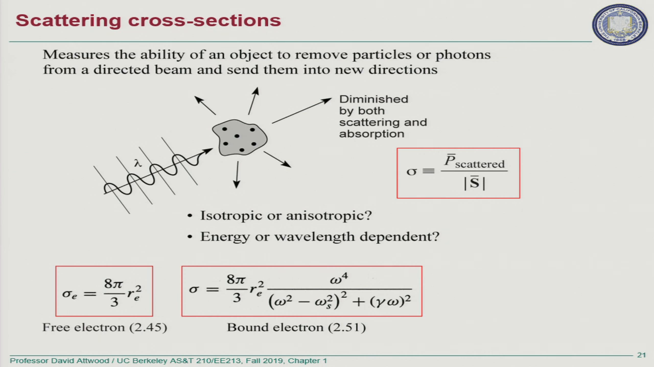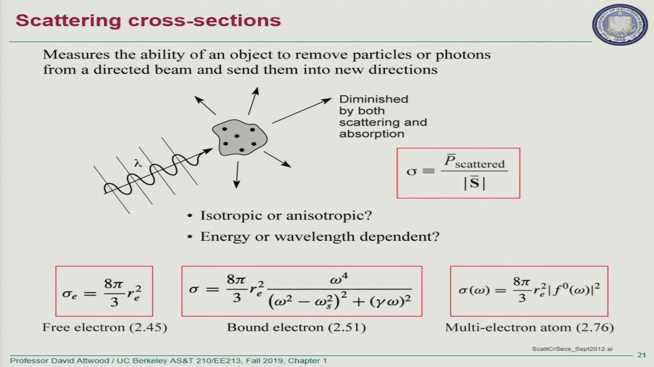Now for a bound electron, you have this additional energy or frequency dependent term. This is basically because of the electron being a harmonic oscillator. And so how close your photon energy is to the oscillation frequency will really affect how strongly that scatters. And this is closely related to these absorption edges that you see. So when you're right at that frequency, then it will scatter or absorb a lot more.